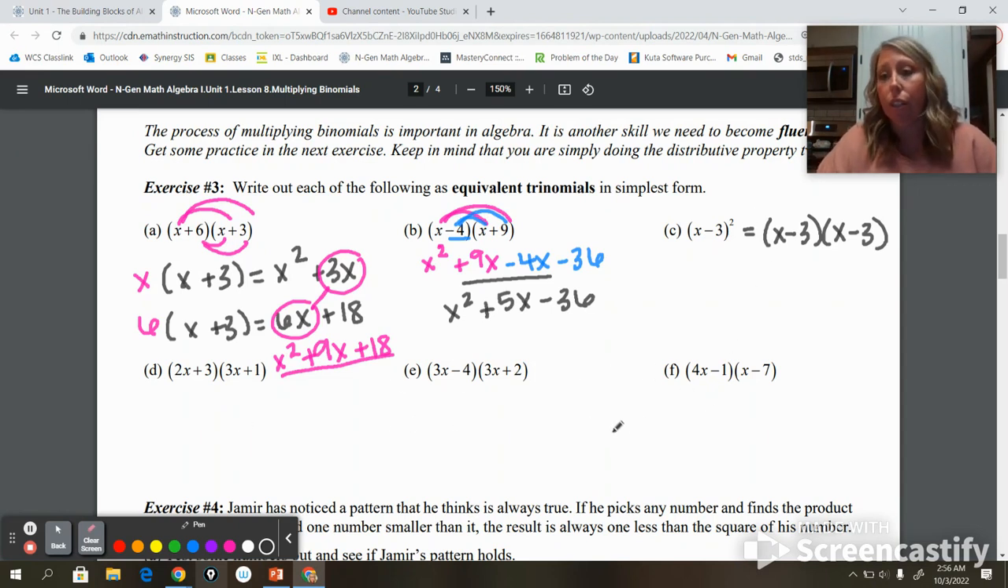When you are finished with those 4, see me to get the answer key and check those so that we can talk about it and make sure that you're on the right track. I'm going to stop the video here.